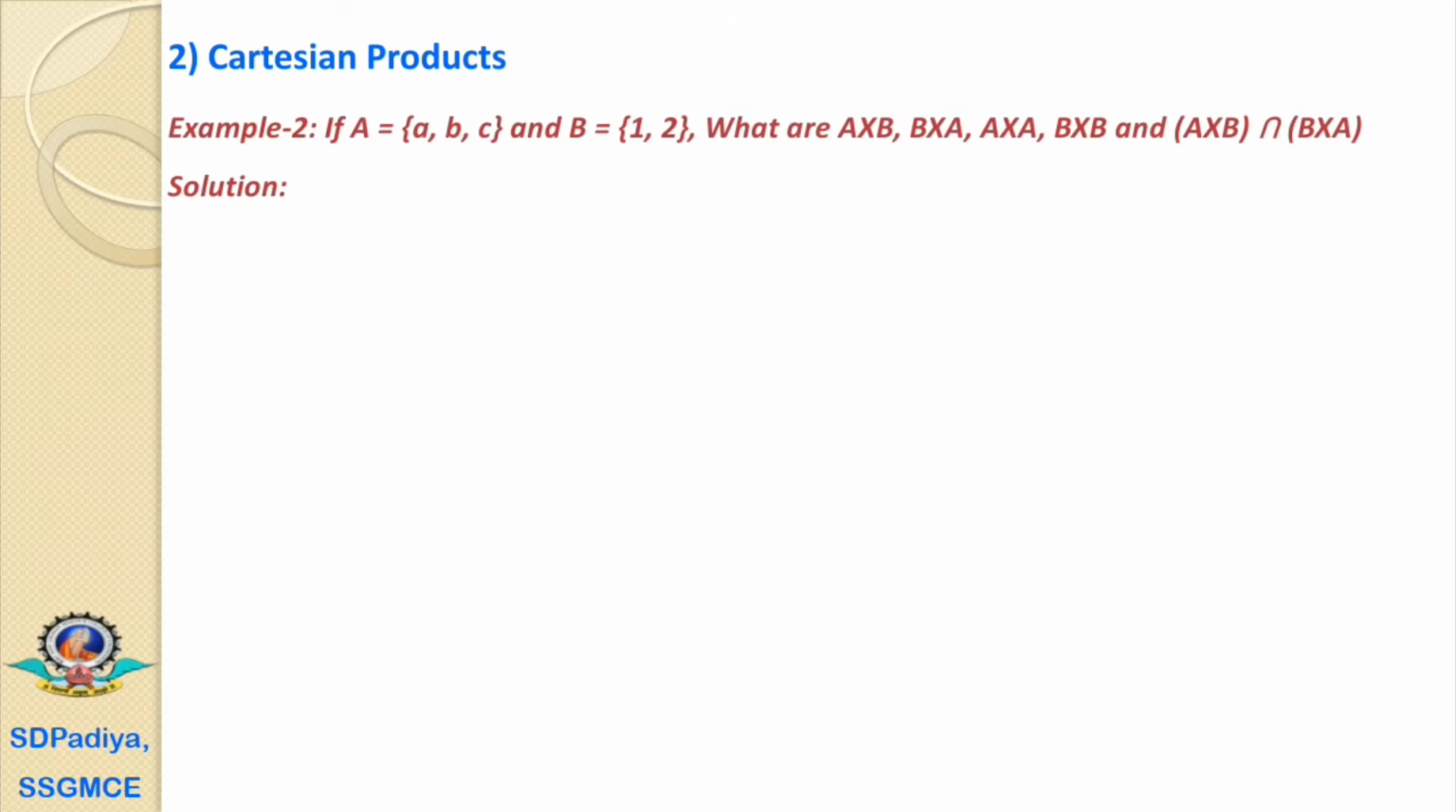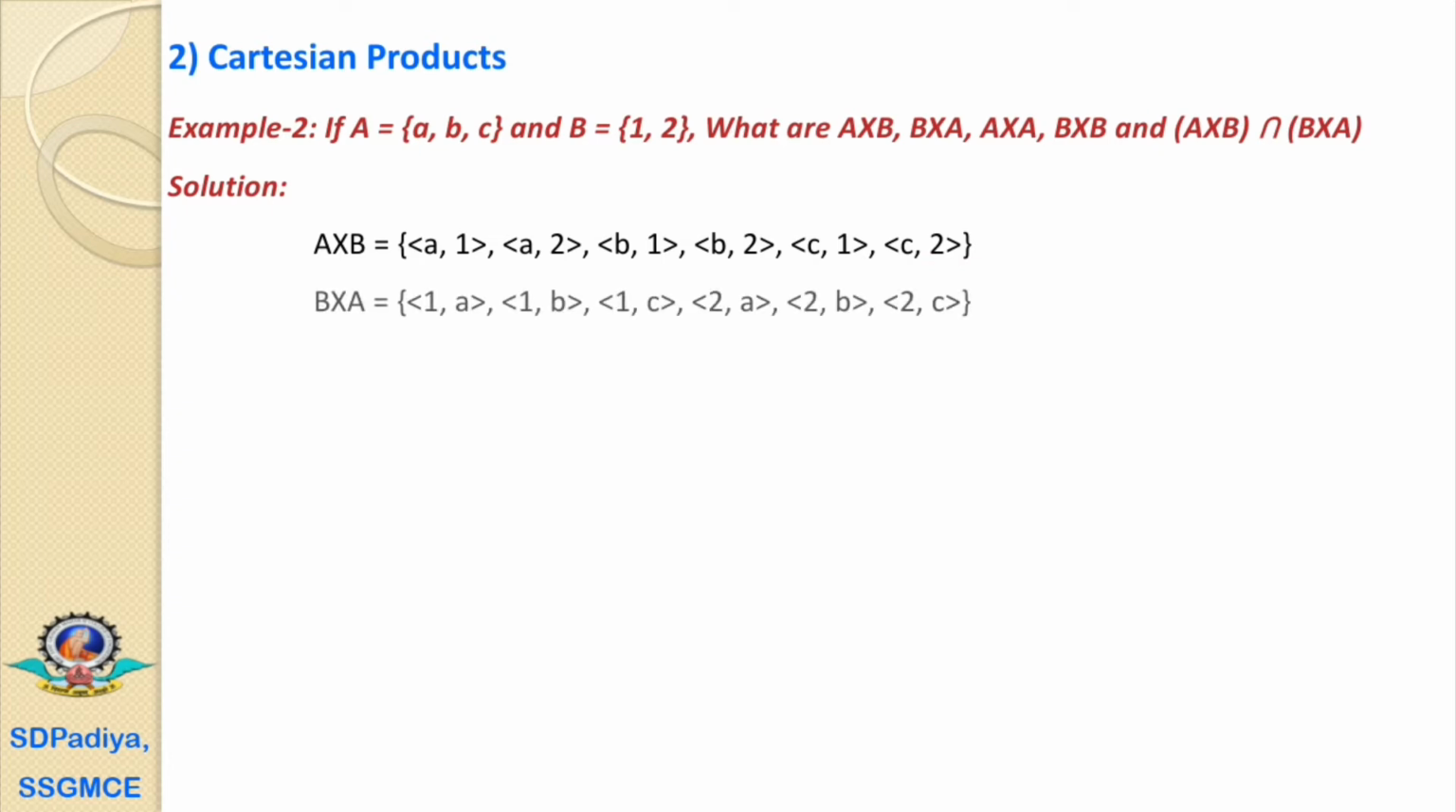Let's have the second example. Now, if A is a set of three elements a, b, c and B is a set of two elements 1, 2, then again, what are the Cartesian products of A and B, B and A, A and A, B and B, and the intersection of the Cartesian products of A and B and of B and A? Now the Cartesian product of A and B will be the ordered pairs (a, 1), (a, 2). Then for the second element of A, (b, 1), (b, 2), and for the third element of A, (c, 1) and (c, 2).